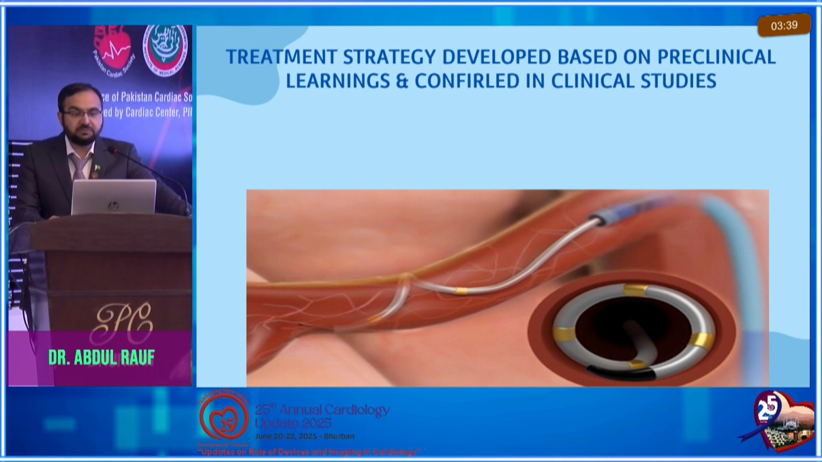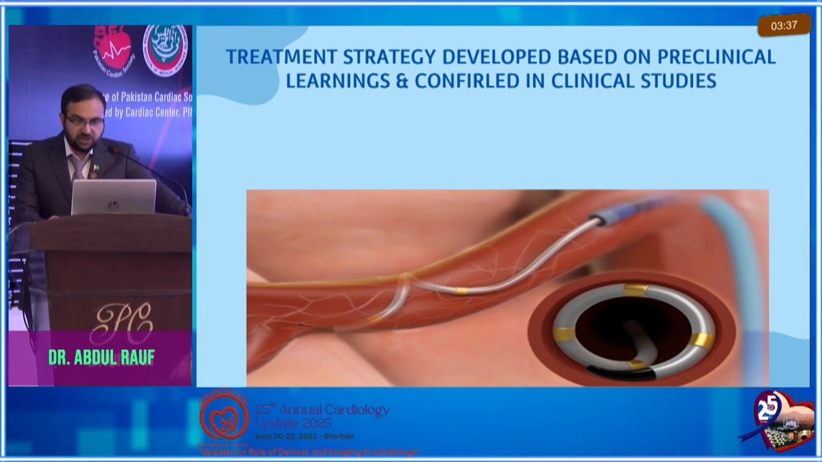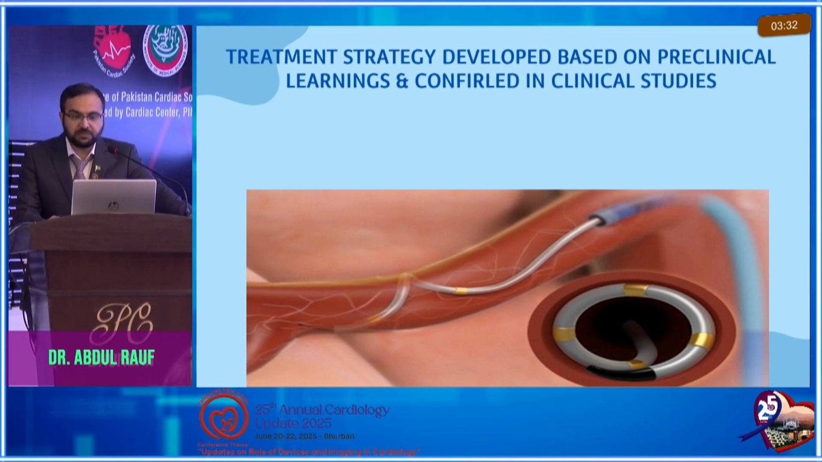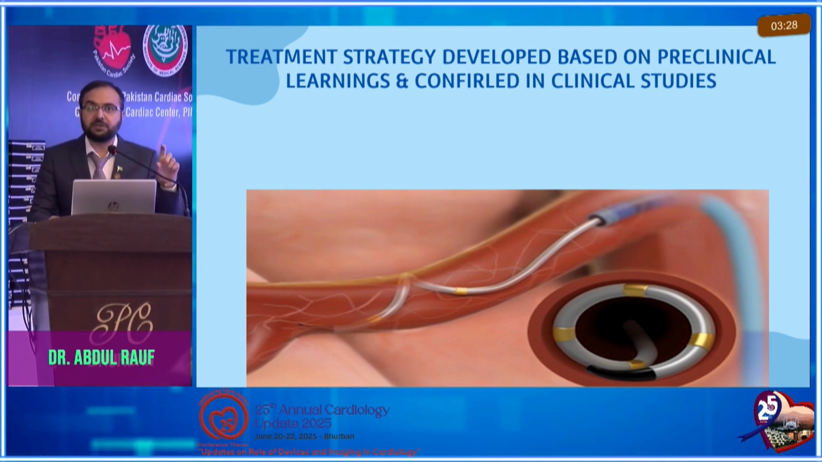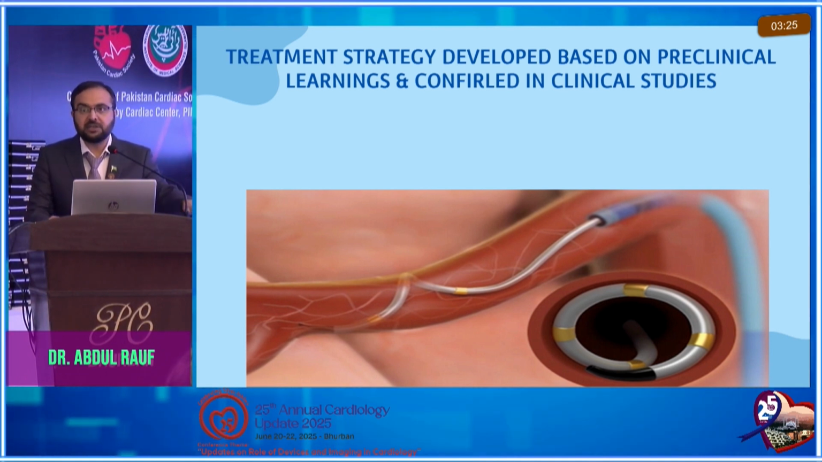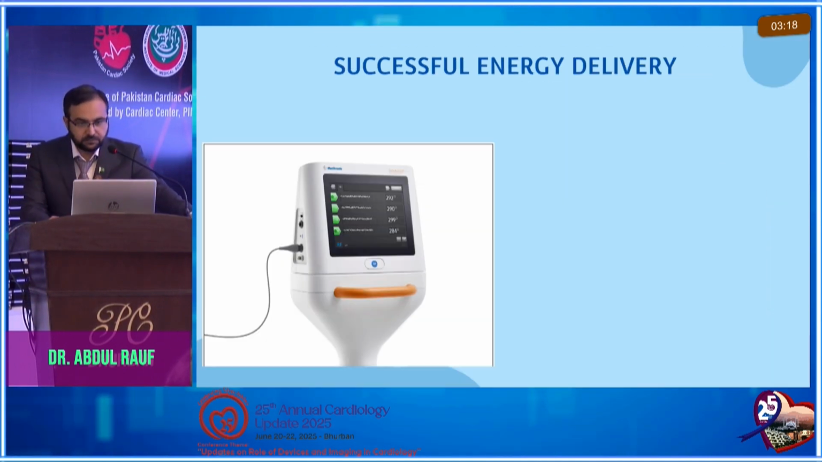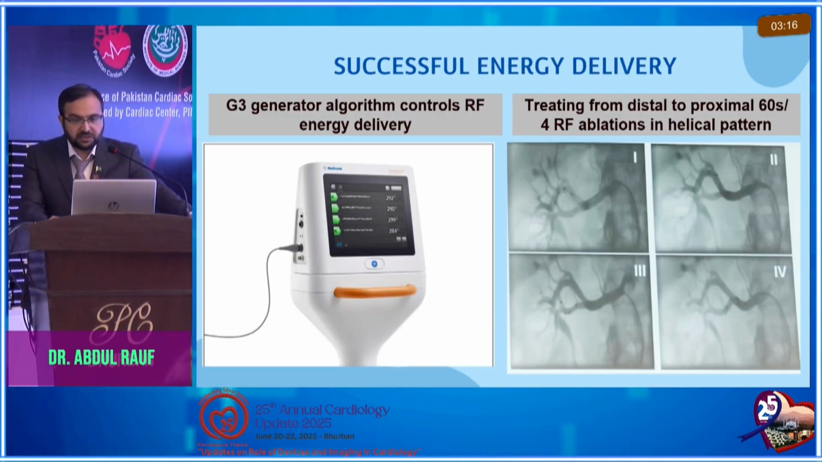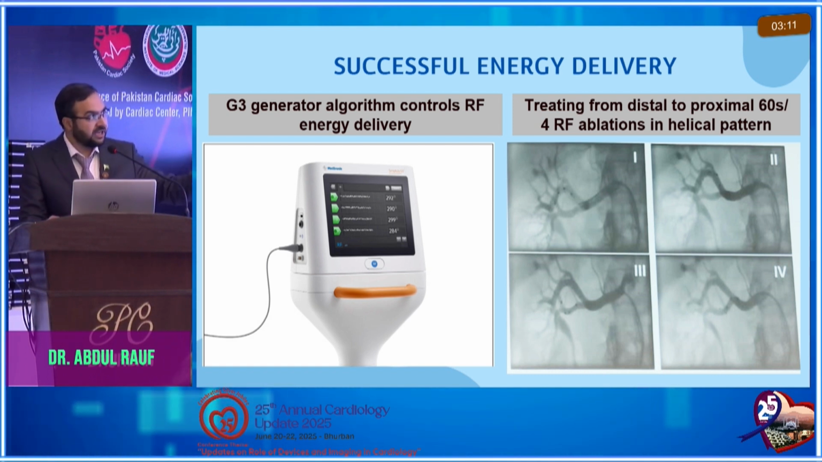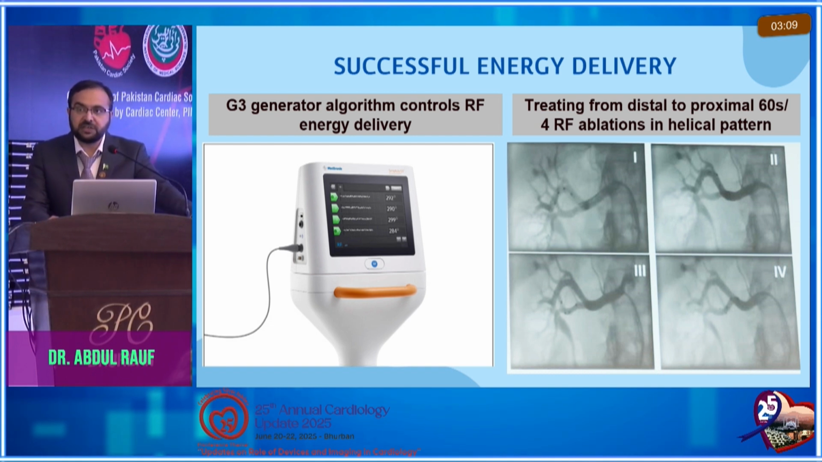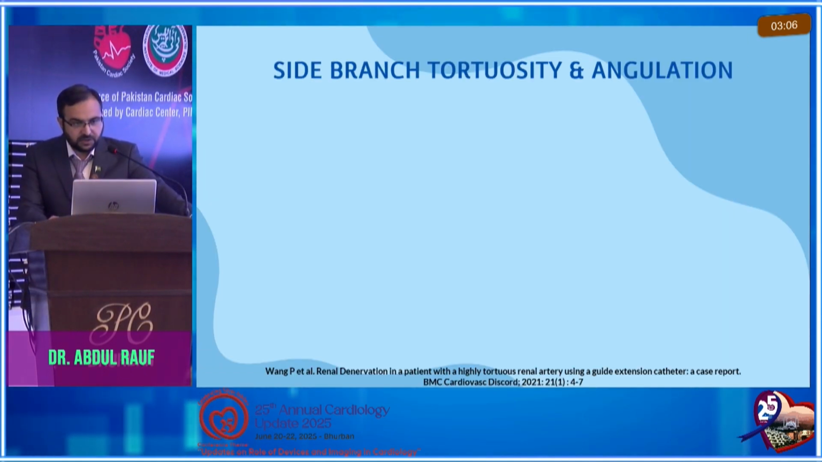We can treat renal arteries of 3 to 8 millimeters. For main renal arteries there are usually 2 to 3 emissions, and for accessory arteries only 1 emission. But remember that you have to keep the catheter 5 millimeters away if there is a stent, if there is a bifurcation, and if the artery is less than 3 millimeters. This is the generator and how it performs, and you can select any one electrode or all 4 electrodes to denervate the renal artery.